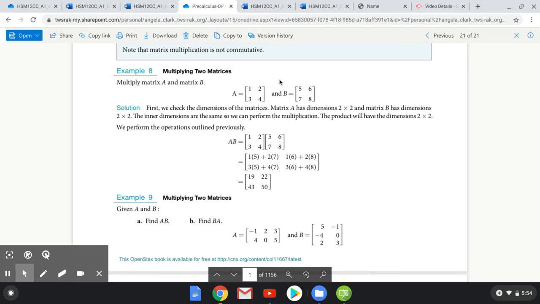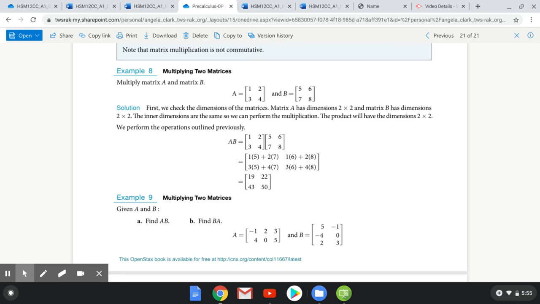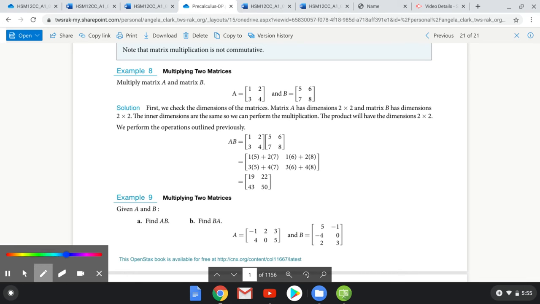So my first element, the element in the top left-hand corner, I need to do the top row of A dotted with the first column of B. So I have 1, 2, dotted with 5, 7. Doing that dot product. Oops, I didn't need that line.